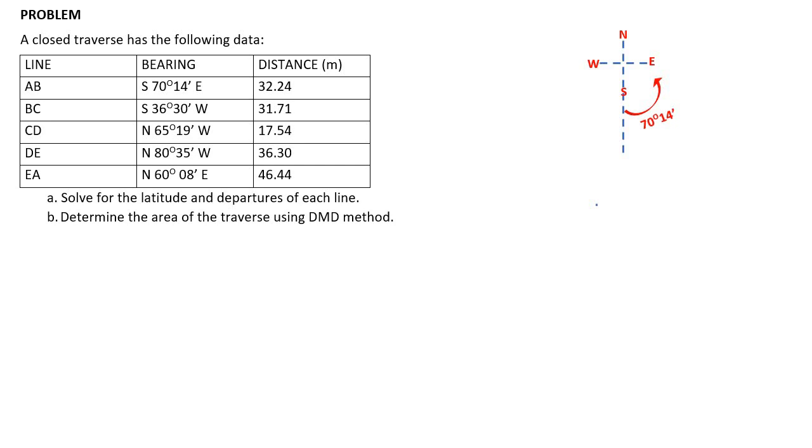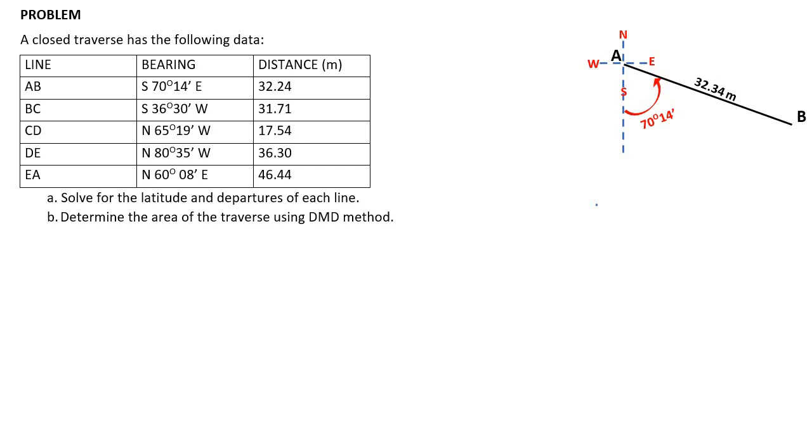And then let us put our line AB. So this is point A, and then the next point is B. Then therefore that length is AB, so that has a length of 32.24 meters. Okay, so next naman consider natin yung line BC.